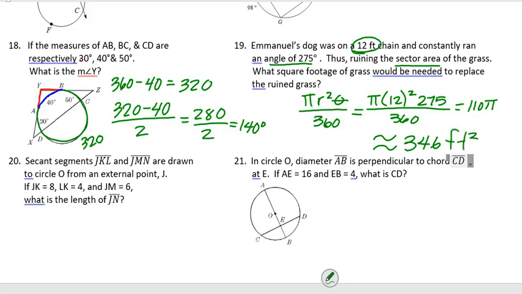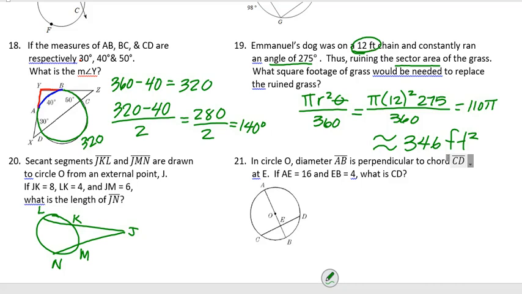All right, number 20. This is a repeat from our last test. So on this one it says secant segments JKL and JMN are drawn to circle O from an external point J. It says if JK is 8 and LK is 4 and JM is 6, what is the length of JN? So let's go ahead and draw this. So there's my circle, and I'm going to draw two secants because that's what it says they are. It says we have JKL and JMN drawn to circle O from an external point J. So I got JKL there, and then I've got J, M, N down here.